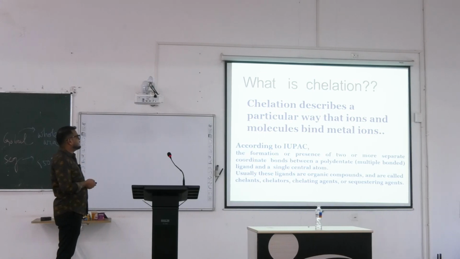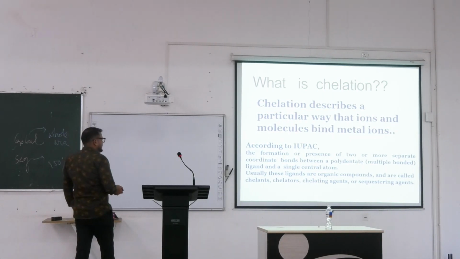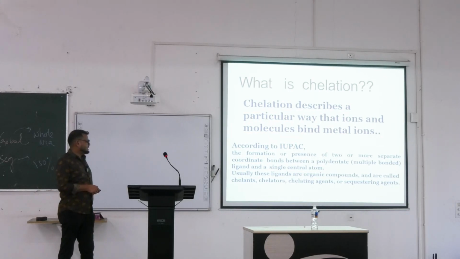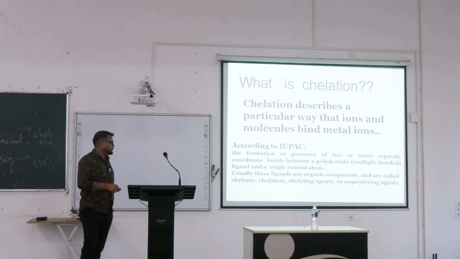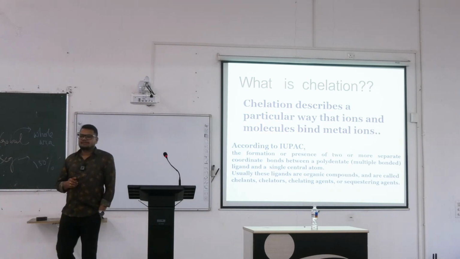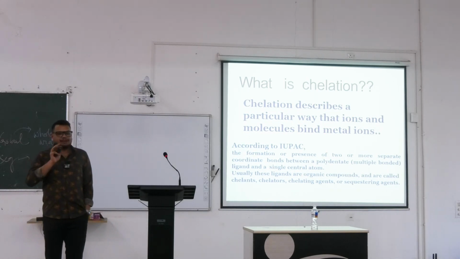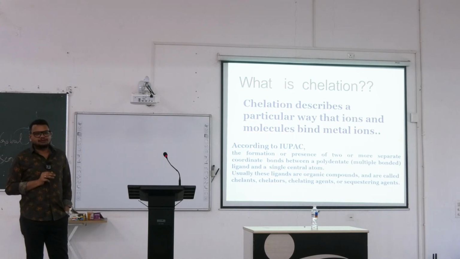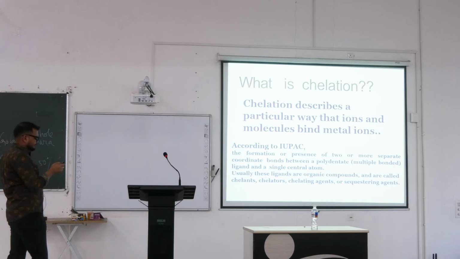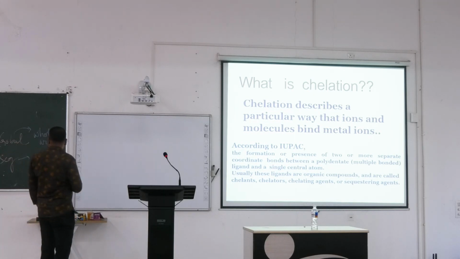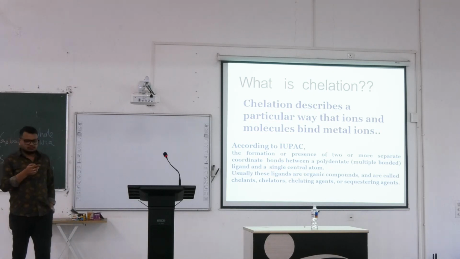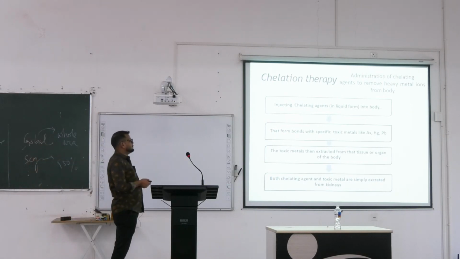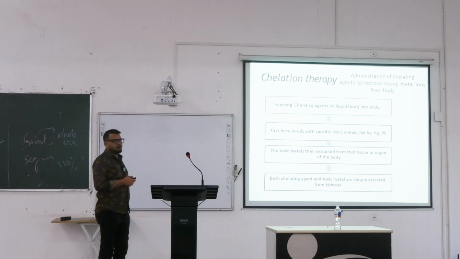I can show you a picture. Usually these ligands are organic compounds and are called chelants, chelators, chelating agents or sequestering agents. Chelating agents are mainly used today in the treatment of poisoning. That is the main purpose of chelating agents right now. So chelation therapy is the administration of chelating agents to remove heavy metal ions from the body.